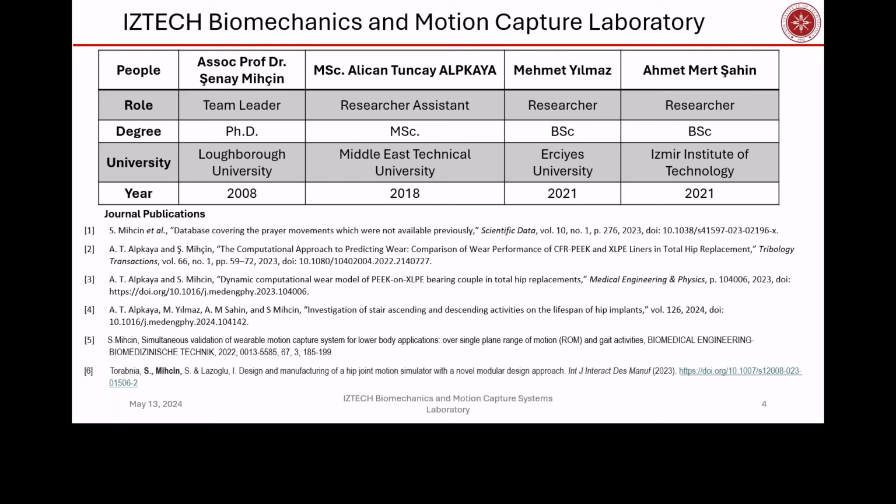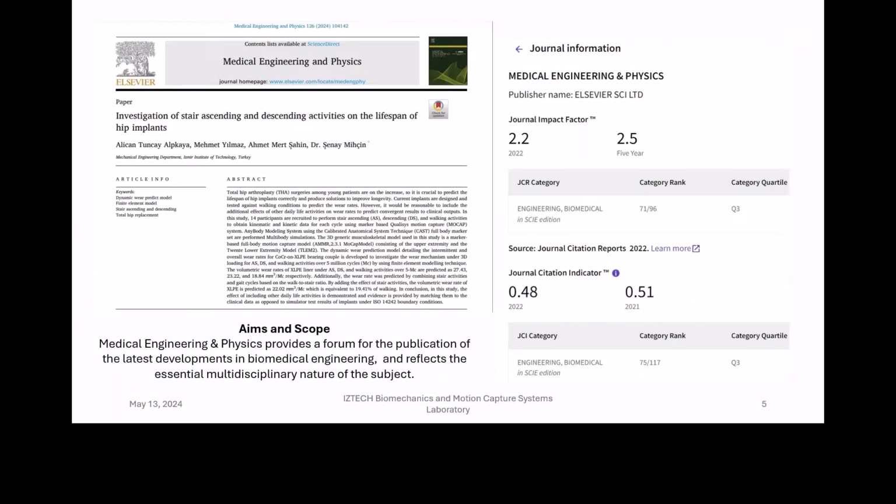We were able to successfully produce journal publications from this research, so you can find this list on our website as well. And today we are covering this journal paper which was published in Medical Engineering and Physics journal. You can download this paper from sciencedirect.com easily, and impact factor is 2.2. It's a 3rd quartile journal, and people with backgrounds of medical engineering should be able to easily understand the content of this work.